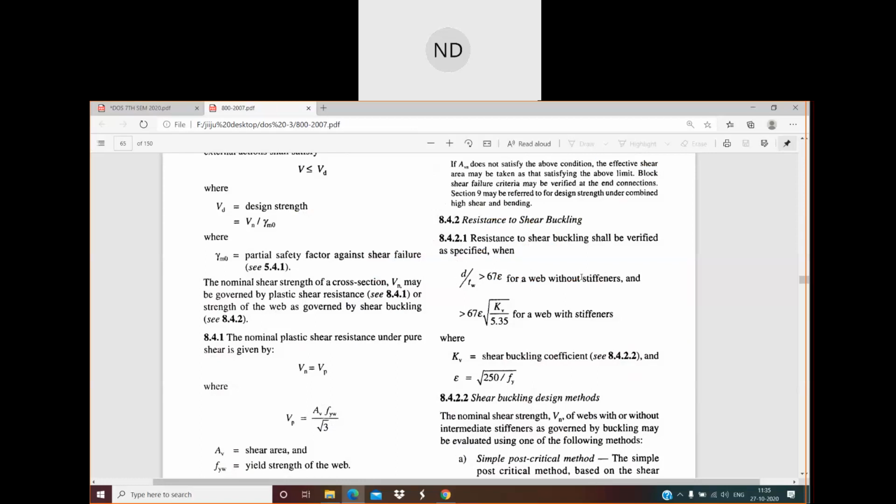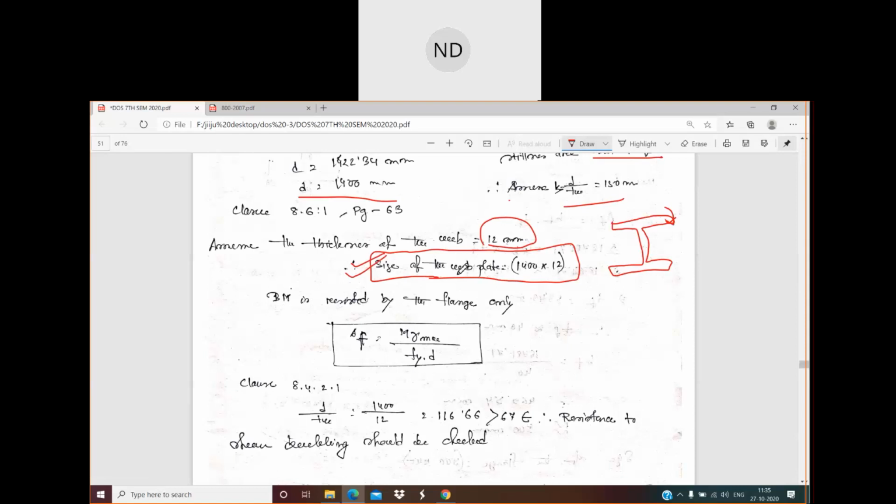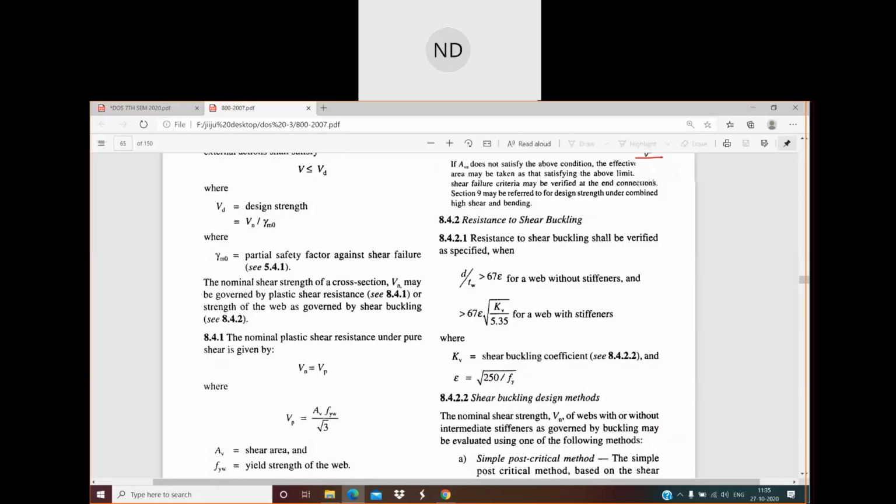So we will see through this clause whether we need to check for shear or not for this particular web size which we have considered. Now we have considered this web, we will check whether a check for shear is required or not, and that we are going to check by clause number 8.4.2 here.